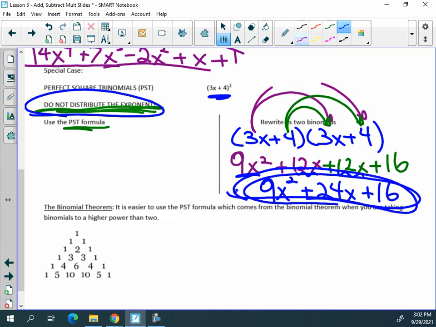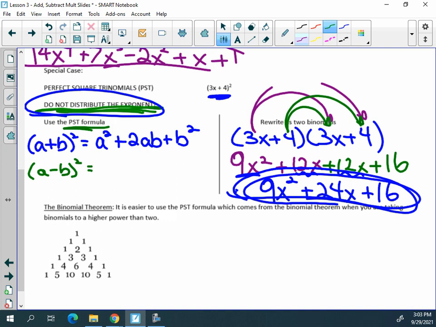So there is a formula. If it's a plus b squared, some binomial, a plus b squared, the formula says it's always going to follow this pattern, a squared plus 2ab plus b squared. If it's a minus b squared, it will be a squared minus 2ab plus b squared.